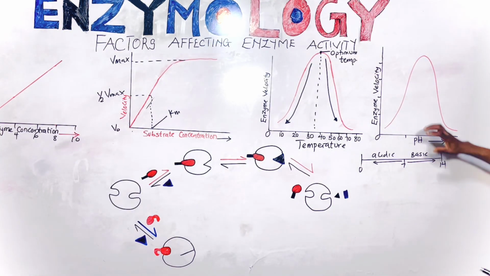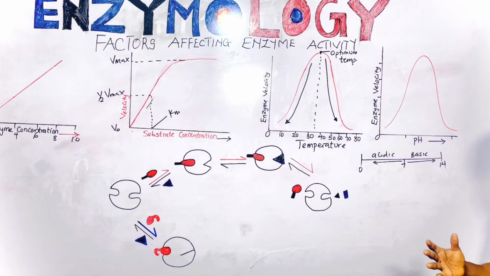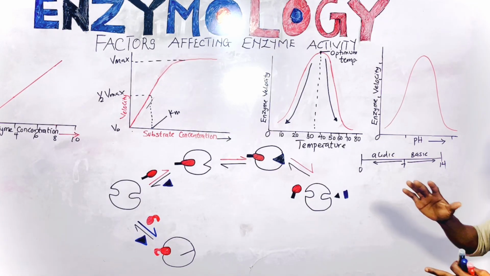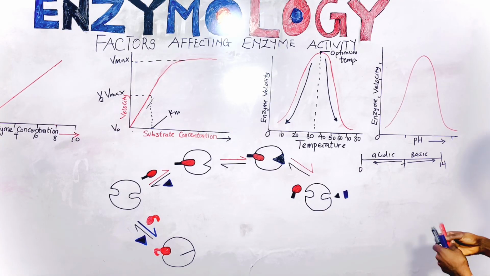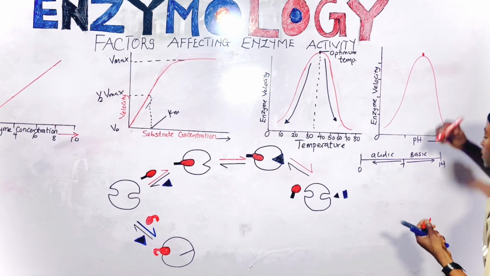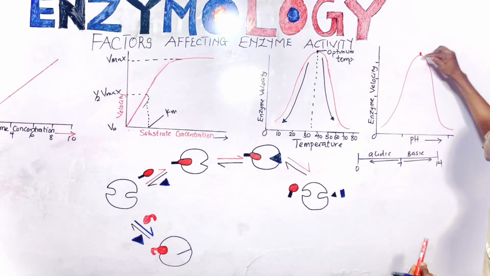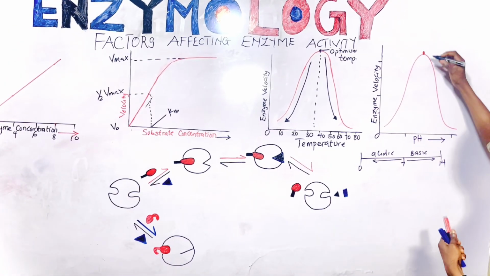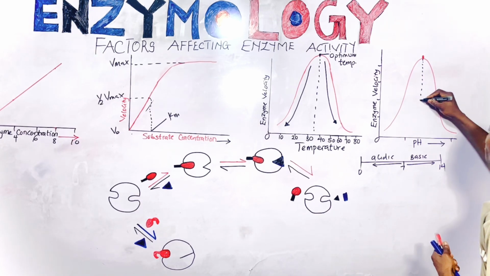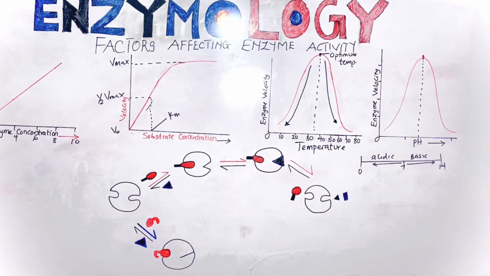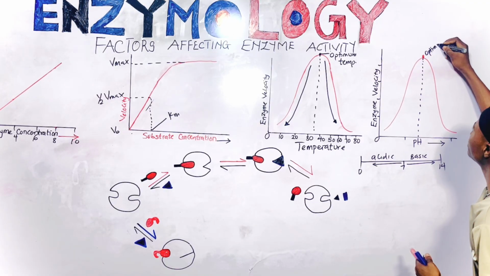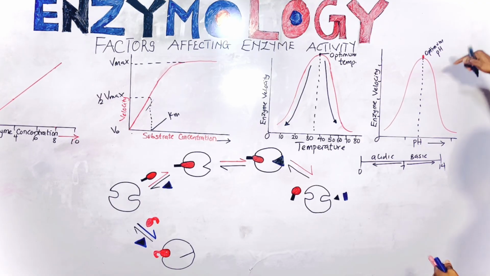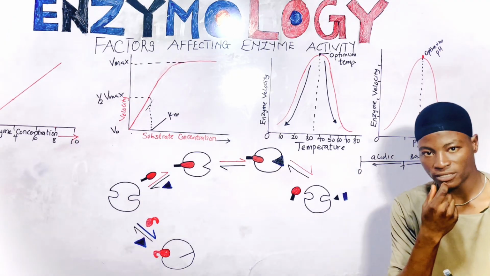Now all enzymes generally, whether it is amylase, carboxylase, or peptidase, have the pH at which they work best. And that is basically the optimum pH. Just as we have optimum temperature, we have optimum pH. So optimum pH is the pH at which an enzyme performs its function very well. So any alteration in this optimum pH will affect the activity of that enzyme.